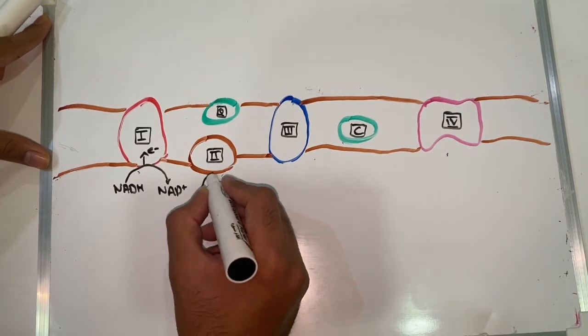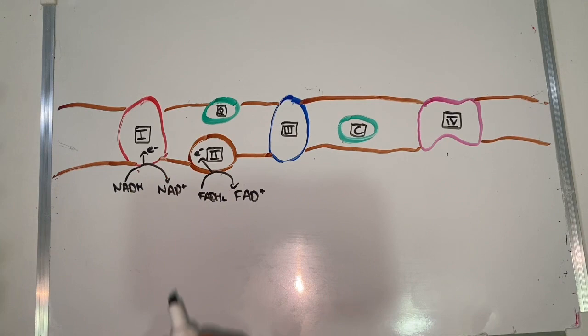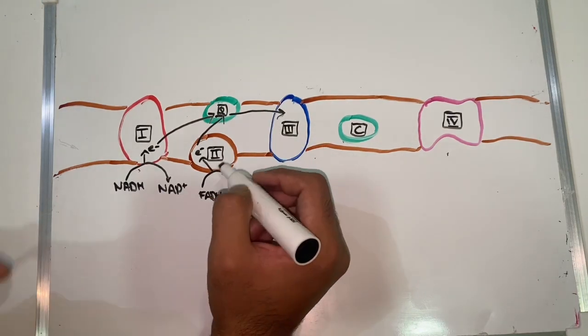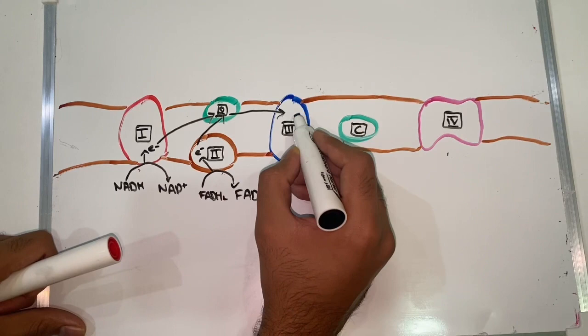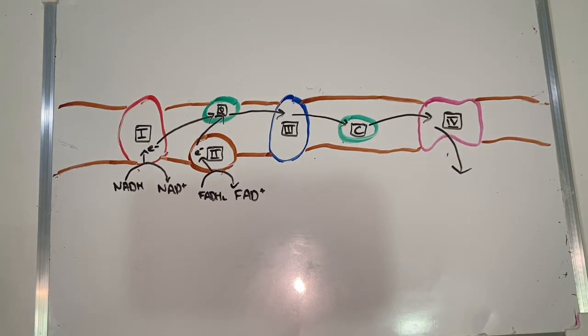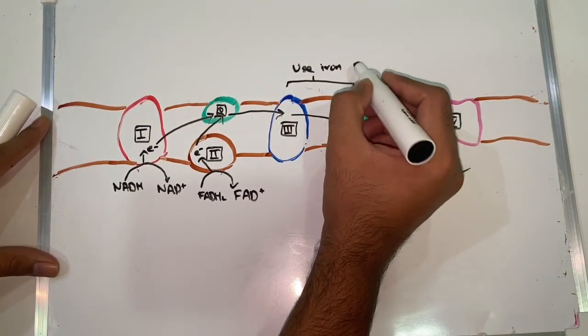So firstly, as I told you, NADH and FADH2 release electrons in complex 1 and complex 2 and convert themselves into NAD plus and FAD plus. Then the electron goes to coenzyme Q, and after that it goes to complex 3. After it goes to cytochrome C and complex 4. Then it moves into the inner membrane.